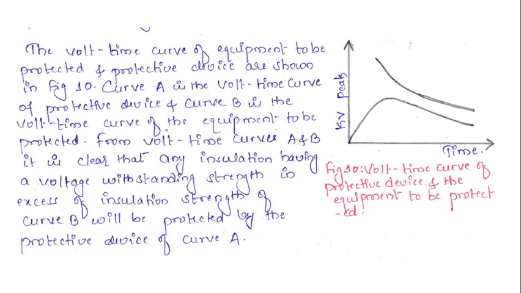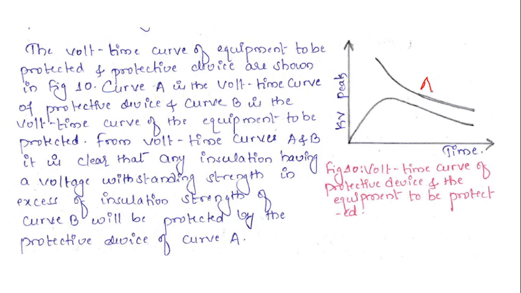The volt-time curves of the equipment to be protected and the protective device are shown in figure 10. Curve A is the volt-time curve of the protective device and curve B is the volt-time curve of the equipment to be protected. From the volt-time curves A and B, it is clear that any insulation having a voltage withstanding strength in excess of the insulation strength of curve B will be protected by the protective device of curve A. So this is curve A.